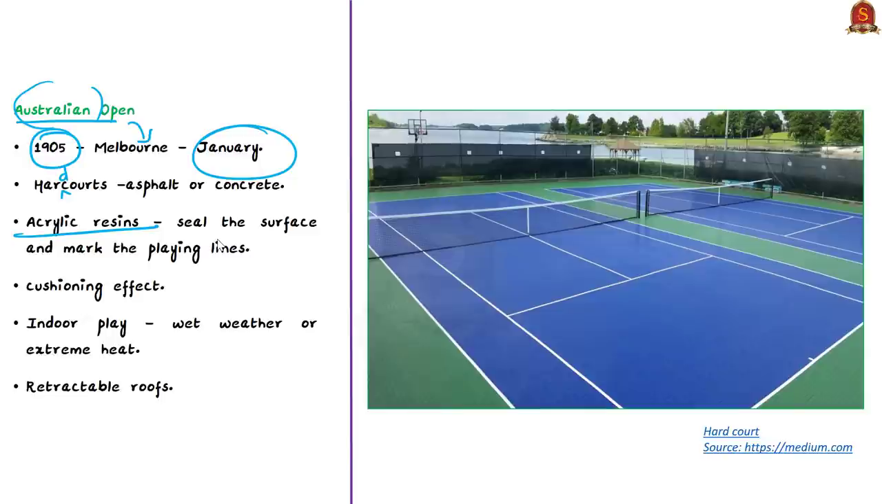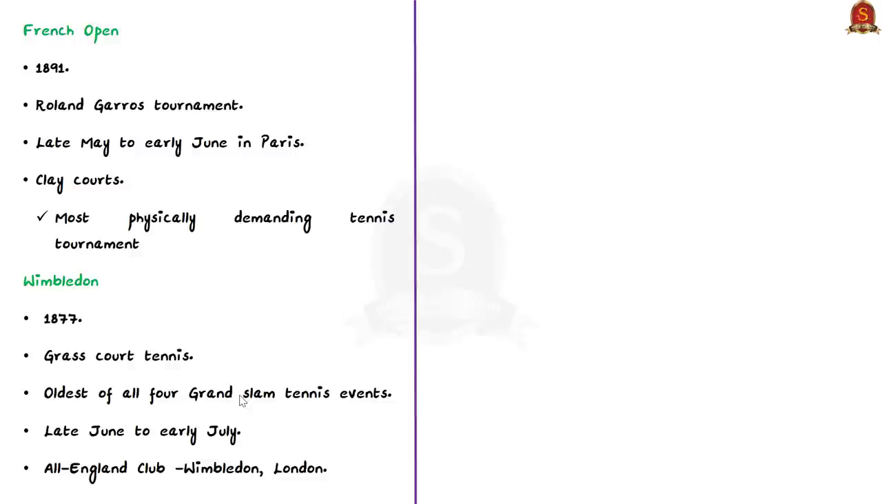See, the Australian Open was the first Grand Slam tournament to feature indoor play during wet weather or during extreme heat. This was made possible because the courts are equipped with retractable roofs. So this is some information about the Australian Open. Now let us see about the French Open.